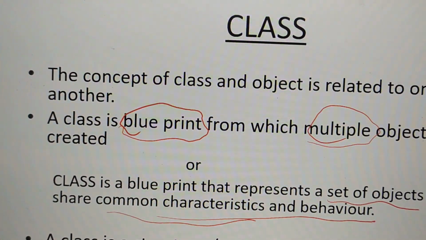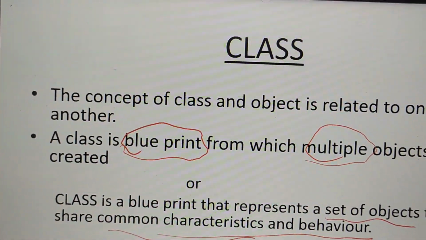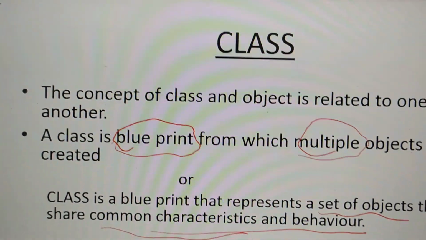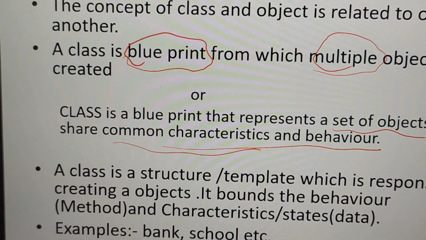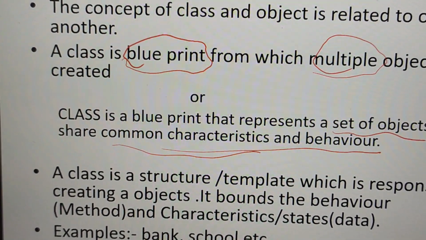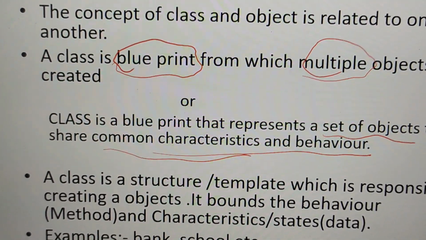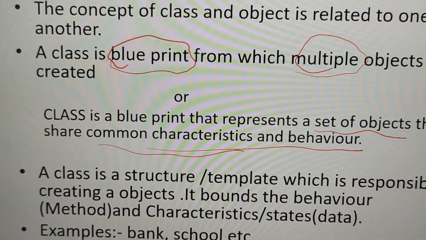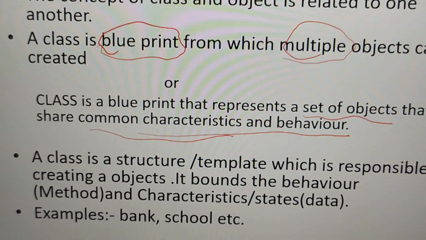Okay, now the question arises: what does the class have to do, and how is an object created? See here, the class is a structure or template. What is the meaning of a template? That is the shape. The shape of an object has to be created by the class. The structure has to be designed by the class, and from the structure the object has to be created.